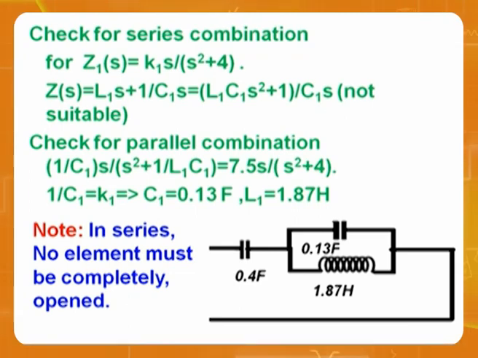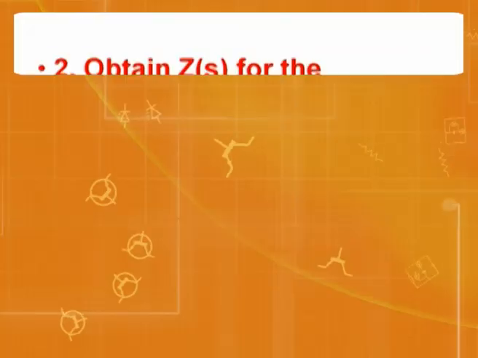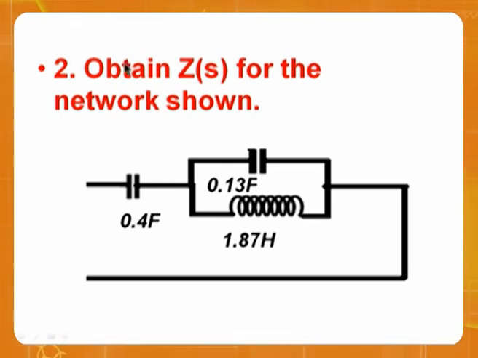Problem 2. You know what is the problem 2 I have taken? Calculate Z of S for the circuit. Actually, the circuit is what you got in the previous one. With 0.4, 0.13, 1.8, now calculate Z of S, that means this is 1 by Cs, 1 by Cs, Ls. Calculate this value.